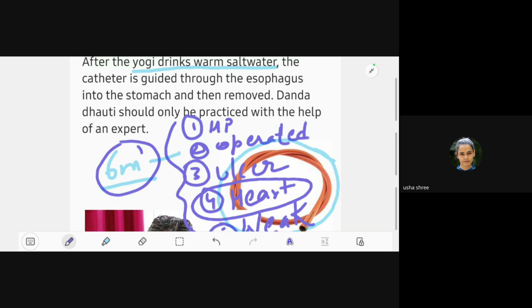But that it's not possible. We have to put it till our stomach level, and we have to keep half of the part outside so that we can take it out easily. But 6 meters is very long. You are right, but okay, I'll let you know.